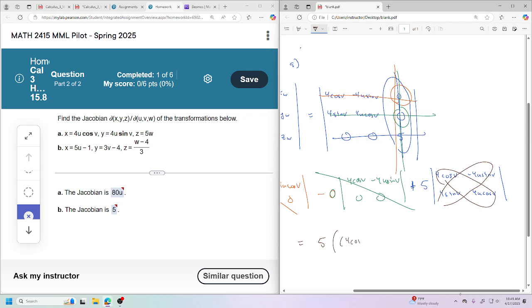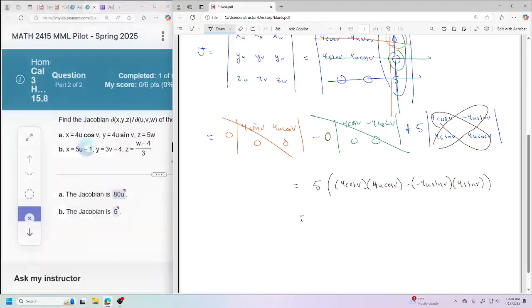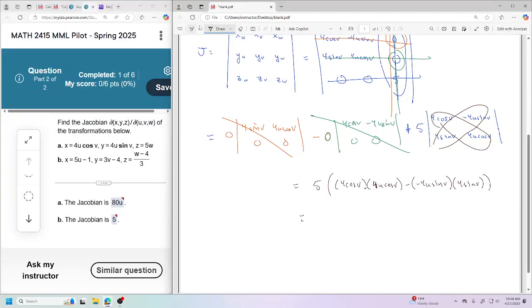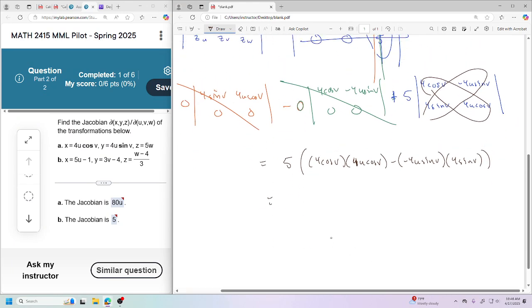So 4 cosine of v times 4u cosine of v. Now my 4's and u's are looking kind of similar here. Minus a negative 4u sine v, and then a 4 sine v. That's it. Yeah, 5 times all that stuff. Simplifying a little bit. Plus sign on this, maybe. A little bit more math.